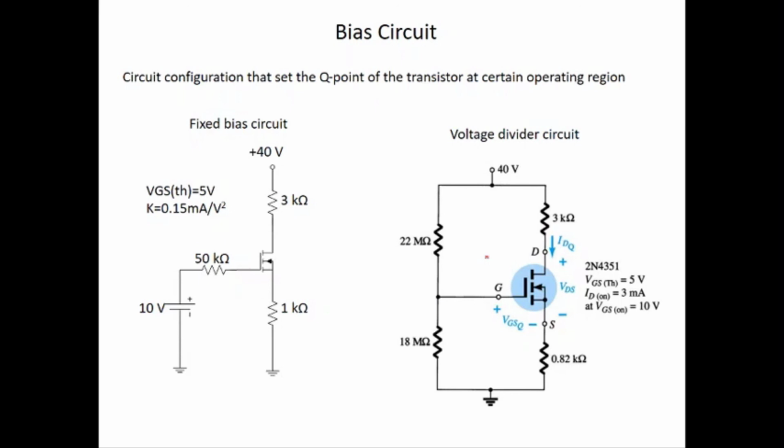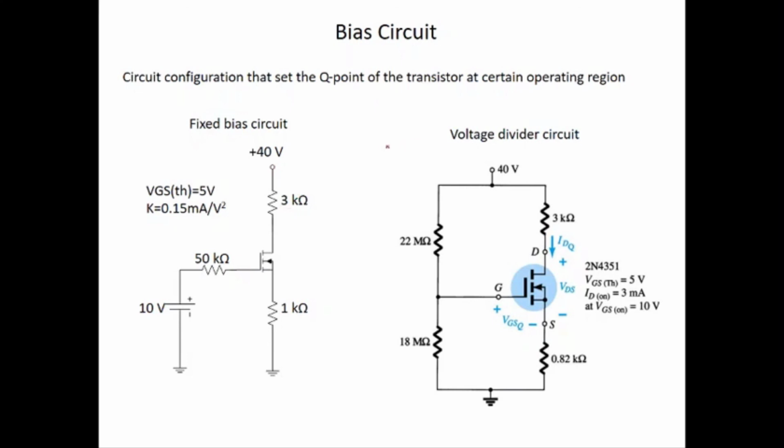How we can do that is by using a bias circuit. A bias circuit is a circuit configuration that sets the Q point of the transistor at a certain operating region. We have many types of bias circuit. Two of them are, first, the fixed bias circuit. In a fixed bias circuit, you can use multiple DC sources. For example, here we have two DC sources, 40 volt and 10 volt. The 10 volt DC source powers the gate terminal, it is connected to the gate terminal, and the second power source is connected to the drain.